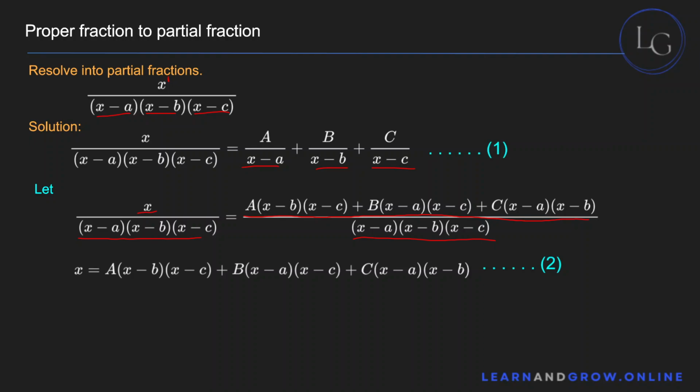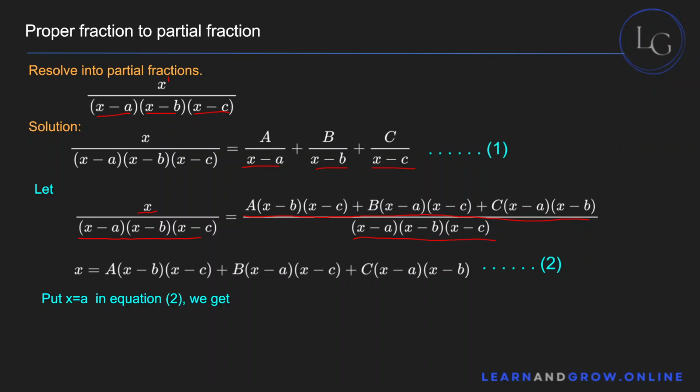Now, we need to eliminate basically 2 of A, B, and C to get the value for one variable, I guess. So we need to find the value of A, we need to eliminate B and C. To find the value of B, we need to eliminate A and C, and to find the value of C, we need to eliminate A and B.